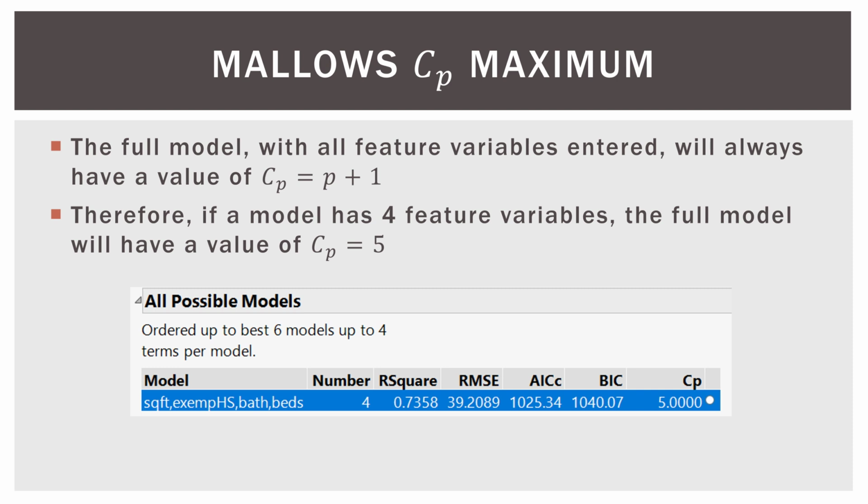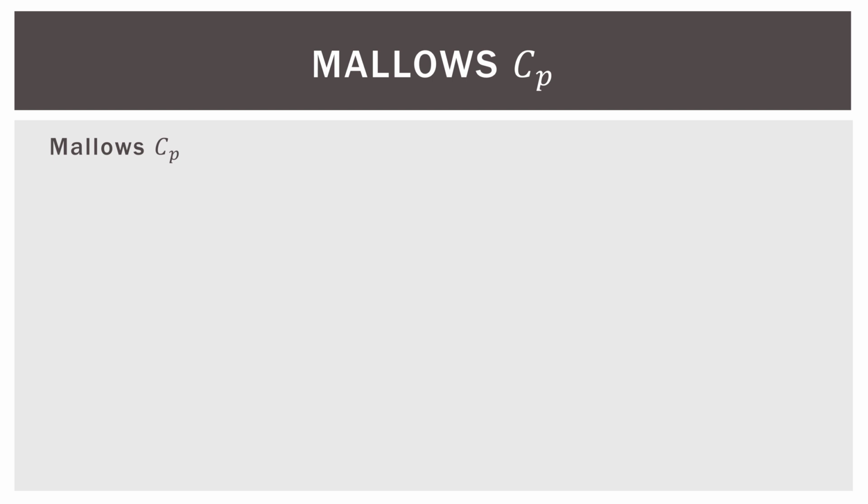So if we go down, we will see that we have all 4 feature variables in the model, which is square footage, exemplary high school, number of bathrooms, number of beds. Again, this is data where we are predicting house prices. So those four variables are under consideration, and the Mallows C value is exactly 5, which is P, 4, plus 1, so 5. Luckily, Mallows C is easy to calculate.